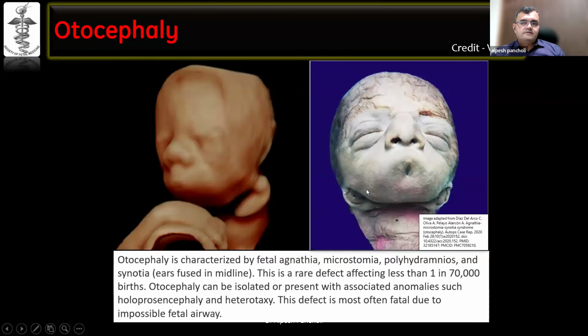So otocephaly is the form in which there is agnathia. There is no formation of the mandible. So the ears develop in the neck region and touch each other. This is known as synotia.